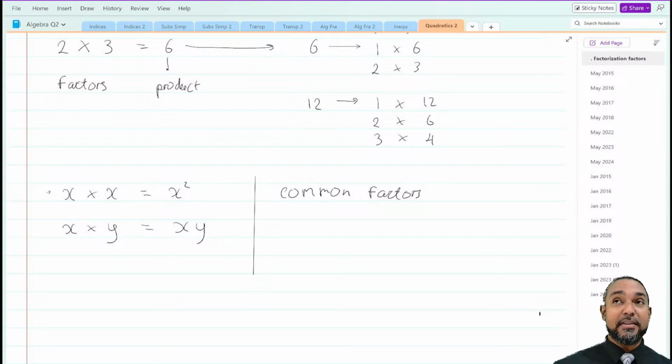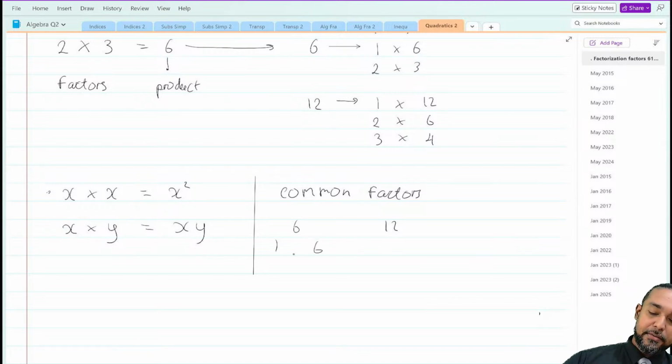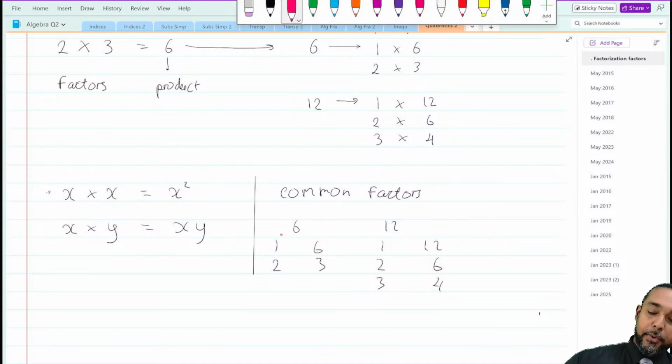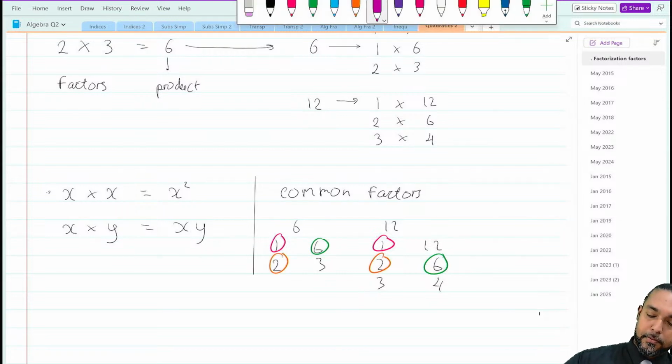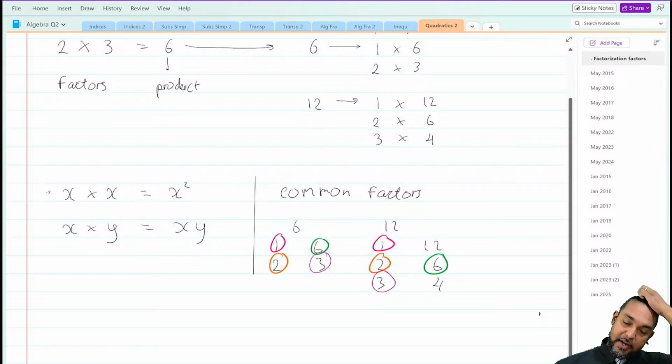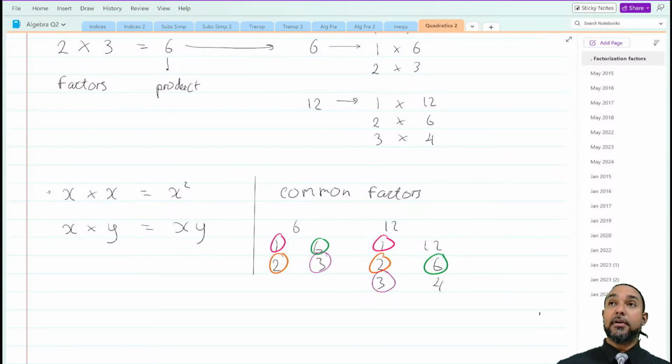So when we're talking about common factors, we're talking about numbers that have the same factor. For example, if I took 6 and 12 and compared the list of factors, what factors are the same between 6 and 12? Well, 1, of course, for sure. Then what else? 6, agreed, and then 2, and 3, yeah? Okay, cool. So common factors exist between certain numbers, okay?